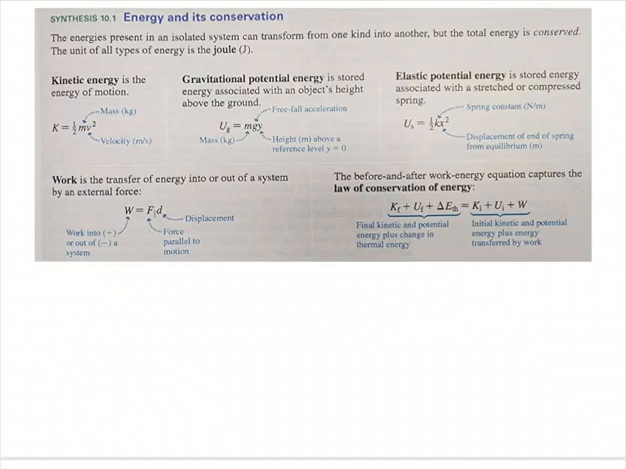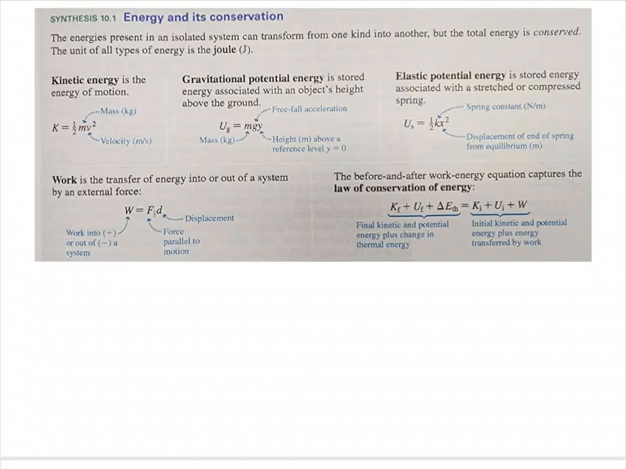So the energies present in the isolated system can transform from one kind to another, as we saw earlier in the chapter. But the total energy is conserved. All the units of all types of energy are the joule, just like we just saw. The kinetic energy is the energy of motion, so K equals 1/2 mv squared. The gravitational potential energy is stored energy associated with the object's height above the ground, or whatever the surface is where we would consider it starting or finishing if it became a free fall. So we have g as free fall acceleration and the height above the reference level: the table, the floor, the earth, whatever it might be.